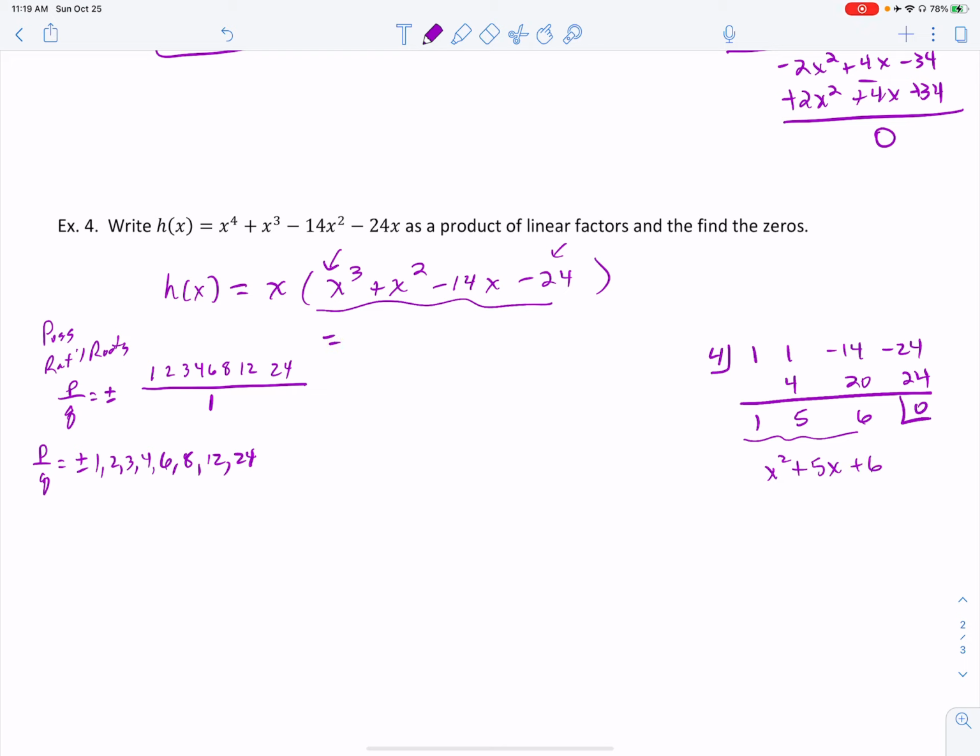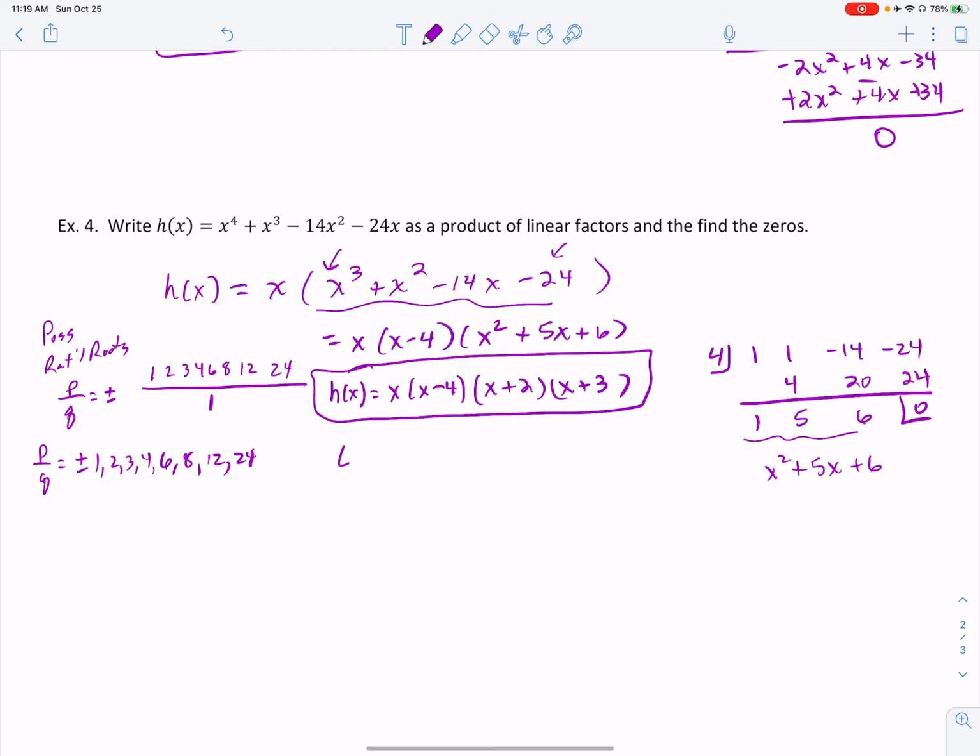So that means I can come here and write this as x minus 4, and then x squared plus 5x plus 6. So it said write h of x as a product of linear factors. So h of x is going to be x minus 4. 4 was the root, but the factor is x minus 4. And then the x squared plus 5x plus 6 is going to factor to x plus 2 and x plus 3. So there I wrote it as a product of linear factors.